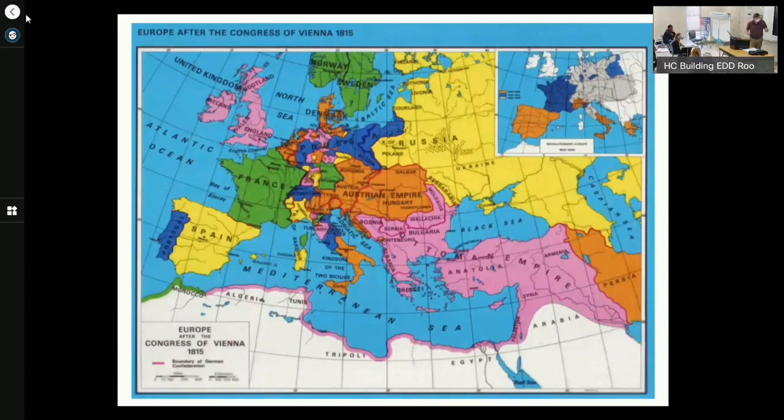The minor states of Europe, the little Italian states, the little German states, and Spain, which although big in size is weak in every other way, are not relevant. They will just have to decide who they're going to be friends with.